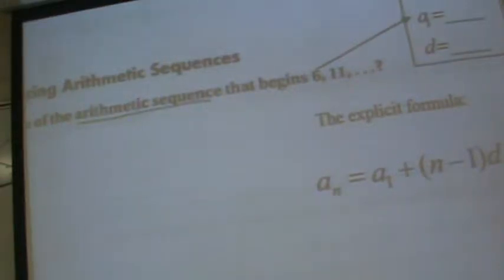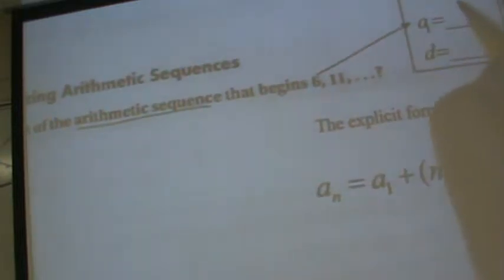So the first objective is, can you give me a formula for this arithmetic sequence, both recursive and explicit? Can everyone do this? So, Lauren, can you do it? Well, A1 is 6 and D is 5. Okay.